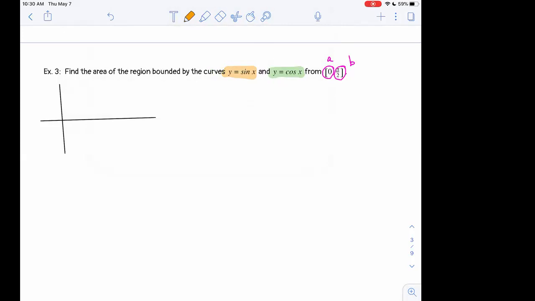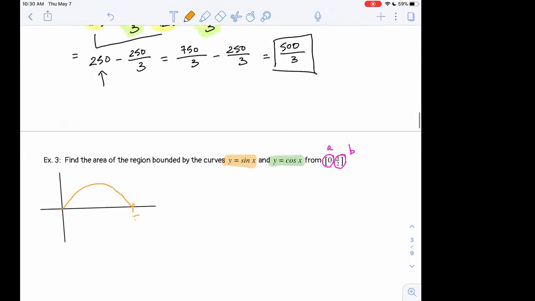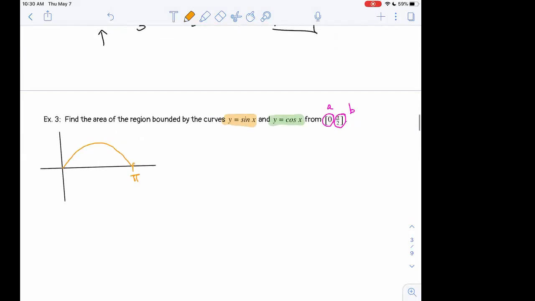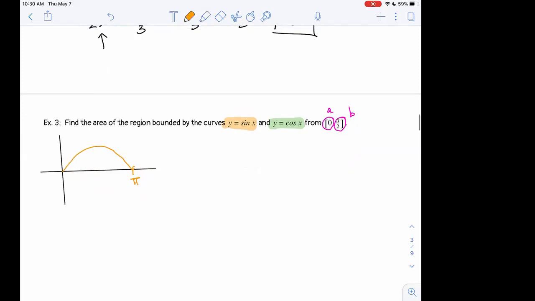If we have our graph of sine, that actually starts at the origin, and I'm only going to draw one bump here. So it goes like this, and then it sort of finishes there at pi. And if I were to keep going, it would go below the x-axis and come back up at 2 pi. For cosine, it actually starts up at 1 and kind of goes like this.